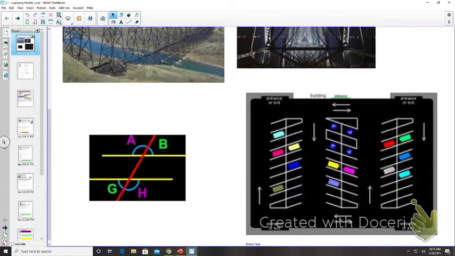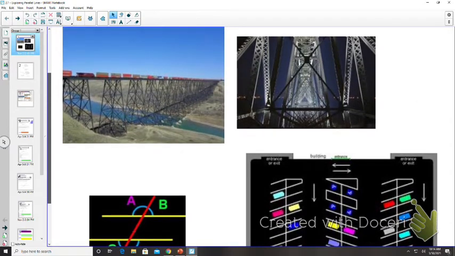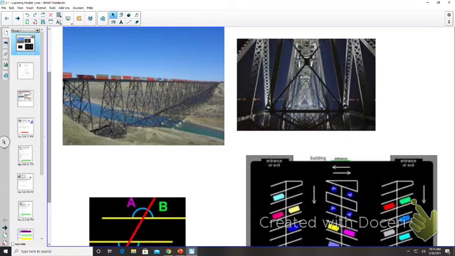Good. All right. And triangles have interior angles equaling 180 degrees, always, okay?